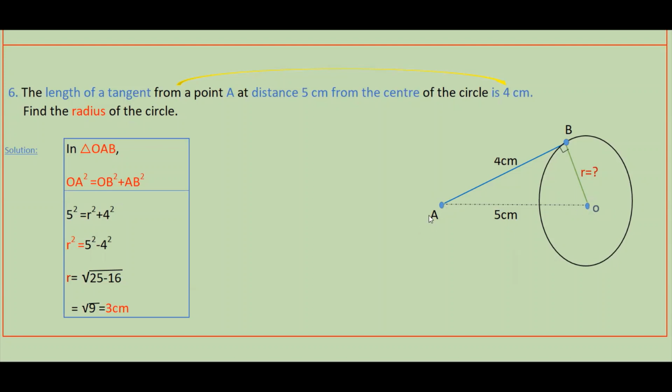So OA square is equal to AB square plus BO square as per Pythagoras theorem. So 5 square is equal to R square plus 4 square. So R square is equal to 5 square minus 4 square. Therefore, R is equal to 3 centimeters. So this is the radius of the circle.